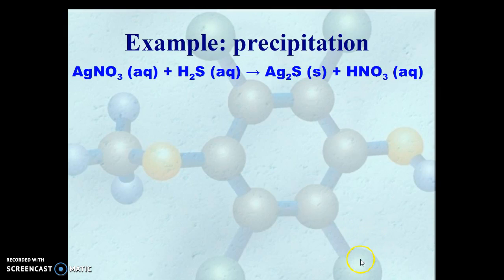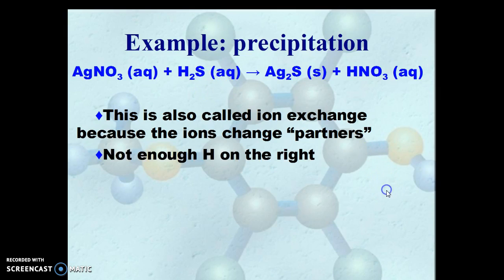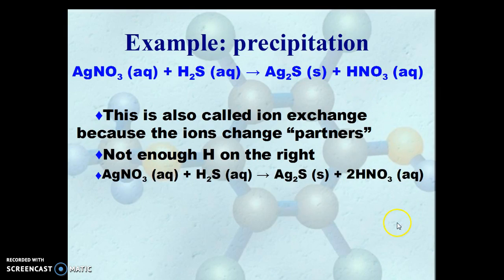Here's another. This is a very interesting reaction with a stinky gas, hydrogen sulfide. Must be done in a fume hood. Silver nitrate reacts with hydrogen sulfide, which of course is hydrosulfuric acid in water, to form silver sulfide and nitric acid. This is called an ion exchange because the silver and the sulfide are swapping from the silver nitrate to the hydrogen sulfide. There's not enough hydrogens on the right here, as you can see, so we double that.